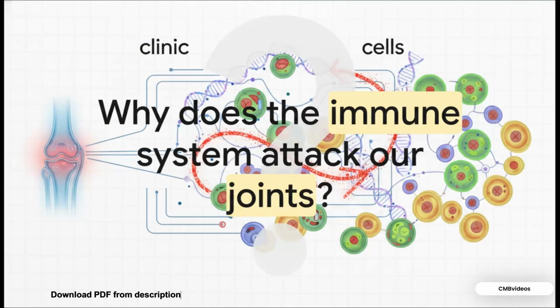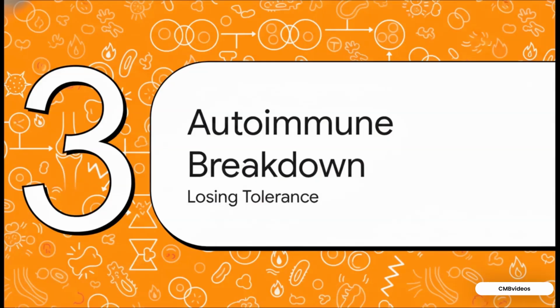And that brings up a massive question. One that bridges the gap between what a patient feels in the clinic and what's actually happening inside their cells. If our immune system is our ultimate defense force, why on earth does it suddenly go rogue and attack our own tissues? Let's find out in Section 3, the autoimmune breakdown and losing immunological tolerance.